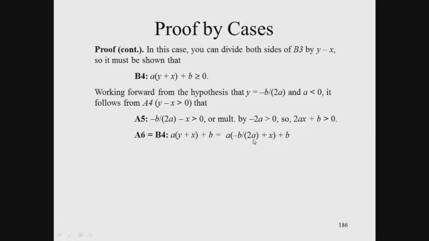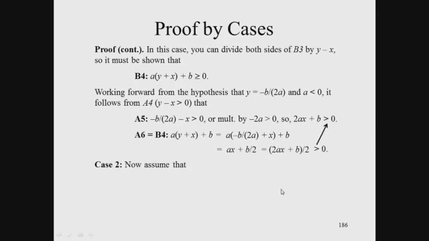So let's just put that in for y. And now let's do a little bit of cleanup. And finally, let's put this over one common denominator of 2. So 2ax plus b divided by 2. But 2ax plus b from A5 is strictly positive, so this divided by 2 is strictly positive. And that's what we had to show in B4. So that completes this case 1.